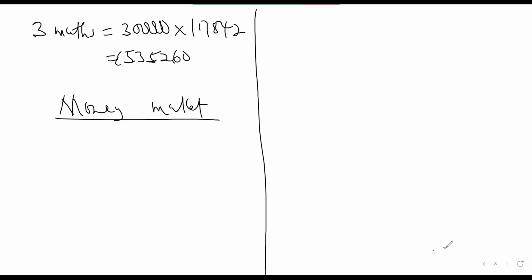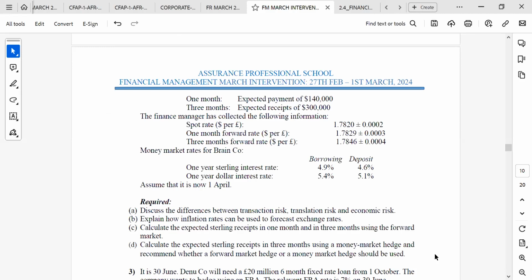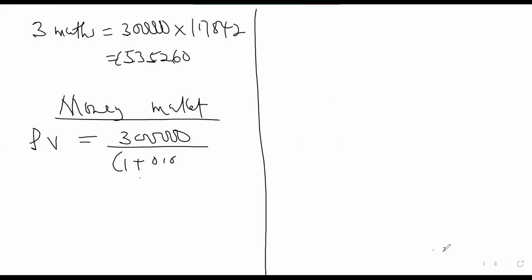So we try to find the present value of that amount. So that will be equal to 300,000 divided by 1 plus 0 points. Okay, 1 plus 0 points. So the borrowing in the USD is that they'll be giving USD, so they'll be borrowing the USD to you. That will be 5.4, so that will be 0.054. But this will be in 3-month time.